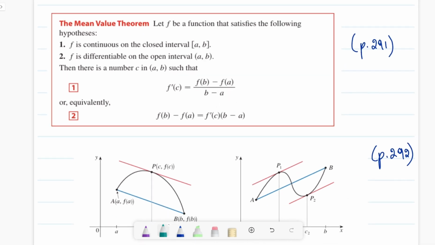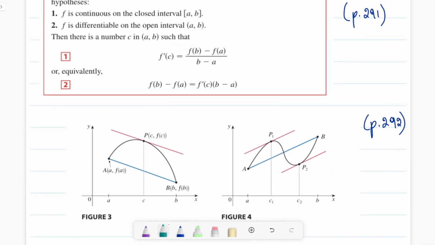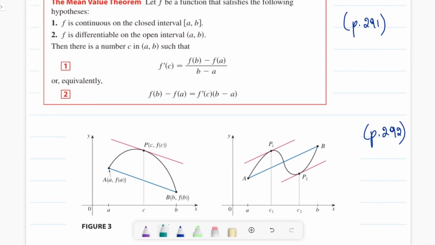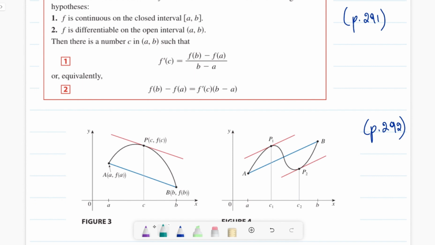So let's see what this means on a graph, because maybe the wording is not really clear. So first of all, let's check if we satisfy all of the conditions. Let's check the first graph. So f is continuous on the closed interval a to b, which we can see is the case here. The graph of f is in black.